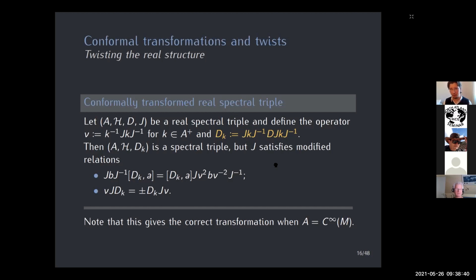You don't have to twist the commutators anymore, but you have to pay some price, and the price you pay is that you get this extra operator nu, defined here, which factors into the commutation of J and D, the transform D. And also the first order condition is not satisfied anymore, but instead nu also appears here in this outer commutator. But still, we have a genuine spectral triple. And in the commutative case, you recover exactly all the normal stuff.